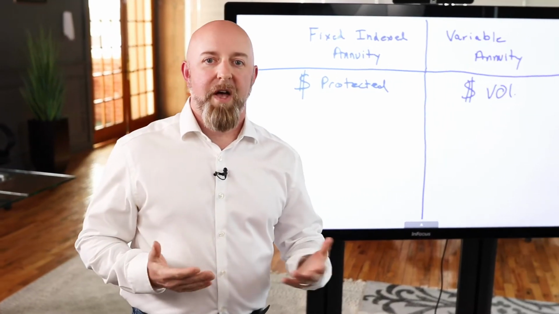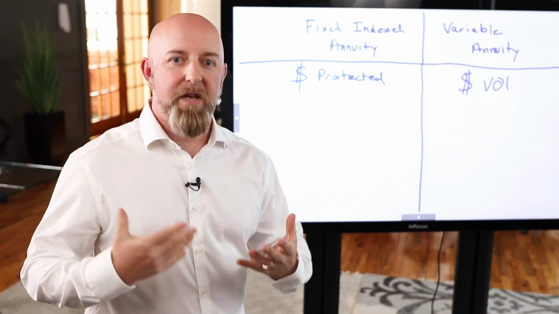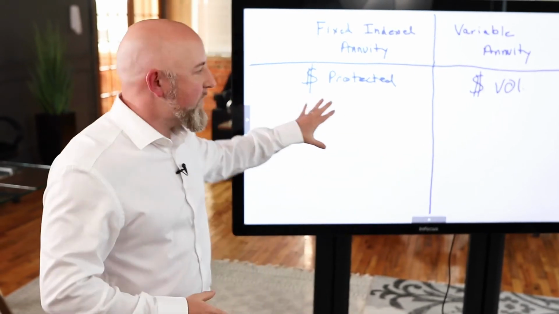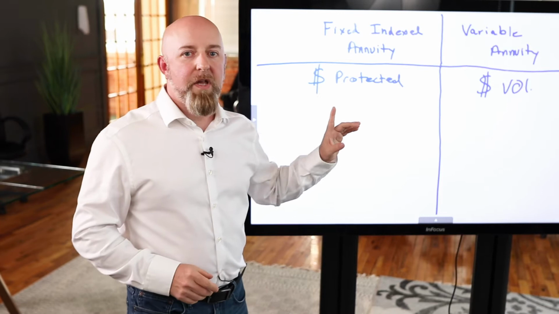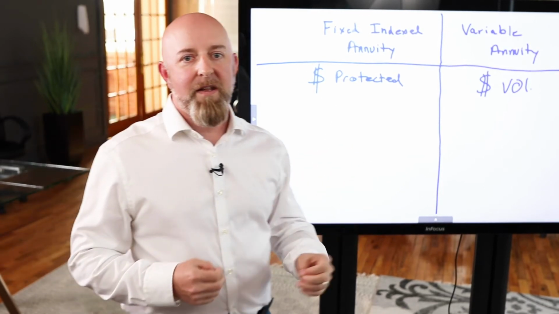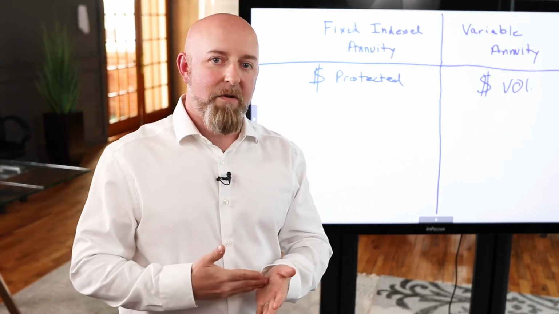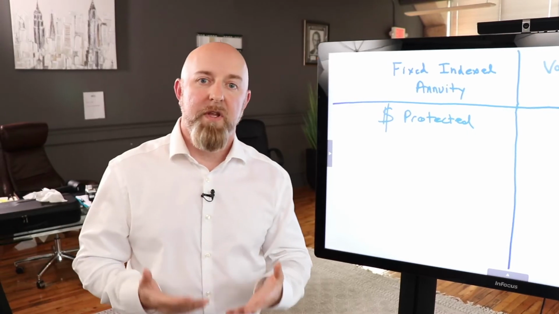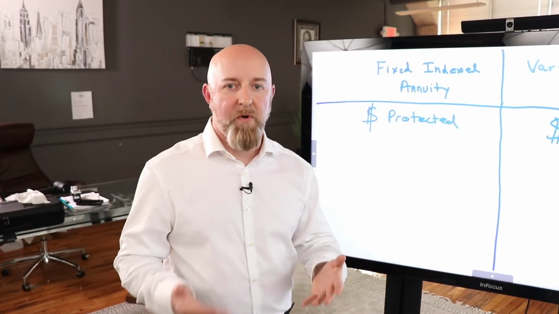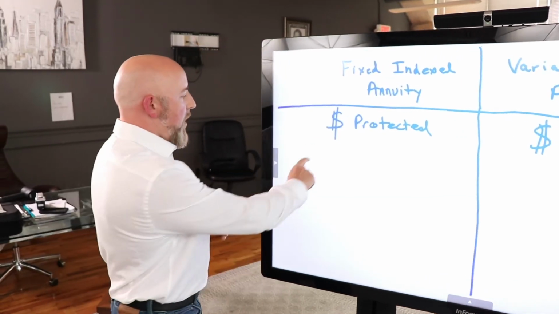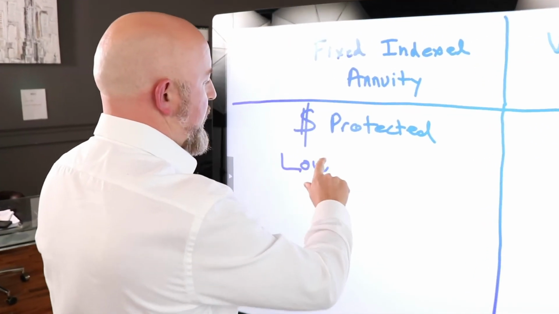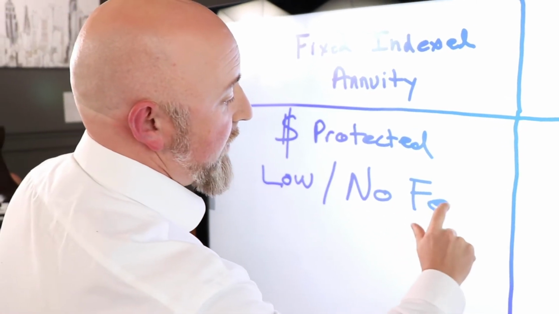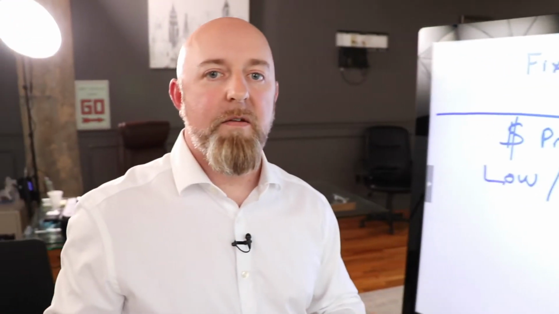Next, we're going to talk about fees, right? Because you hear about fees whenever we're speaking about annuities. And so what's the difference here? Well, in a fixed indexed annuity, there's generally 0 to maybe 1% in fees. They're usually very, very low fee products. So low to no fee, right? And that's a great thing, right?